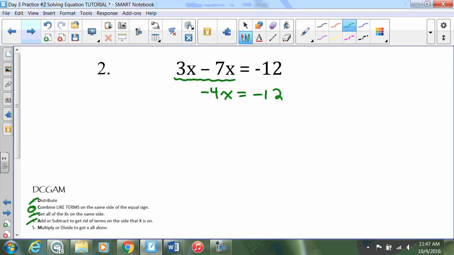This negative 4 is being multiplied by the x, so I'm going to do the opposite, and that is division. So negative 4 divided by negative 4, that is 1. And I could write 1x, but I'm just going to write x. And then negative 12 divided by negative 4 is 3. And that is my answer.